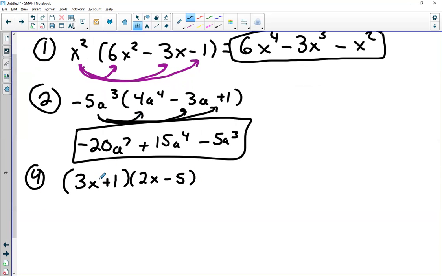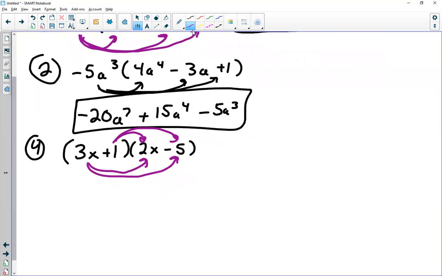All right, next one. 3x plus 1 times 2x minus 5. When you have these two, you've got to make sure everyone says hello to everyone else. So 3x has to say hello to 2x. 3x has to say hello to -5. 1 has to say hello to 2x. 1 has to say hello to -5. When you come in the same parentheses, you don't have to say hello. You already came on the same trip. So you just say hello to everyone you're meeting in a separate car.